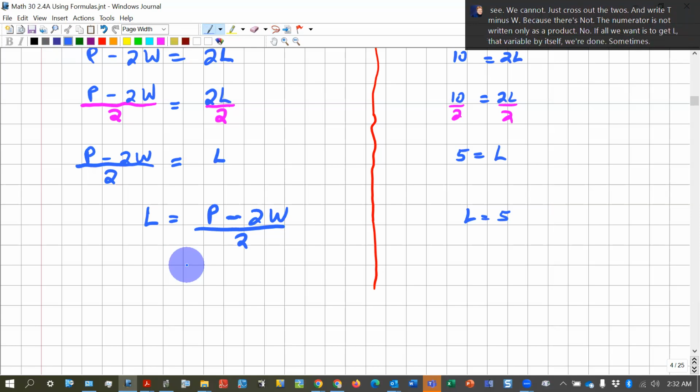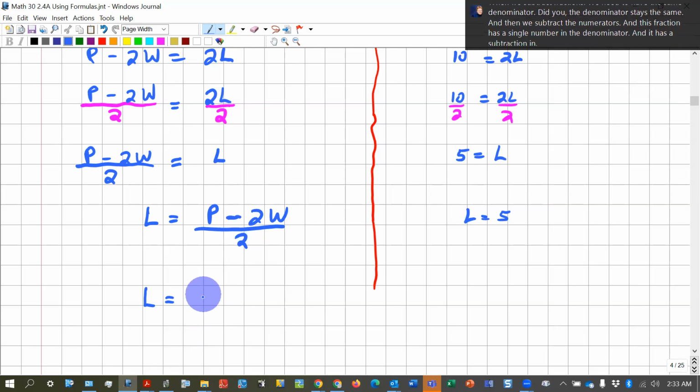Sometimes when you solve these equations, one person's answer might look a little different than another person's answer. For example, think about subtracting fractions. When we subtract fractions, we need to have the same denominator. The denominator stays the same, and then we subtract the numerators. And this fraction has a single number in the denominator, and it has a subtraction in the numerator.